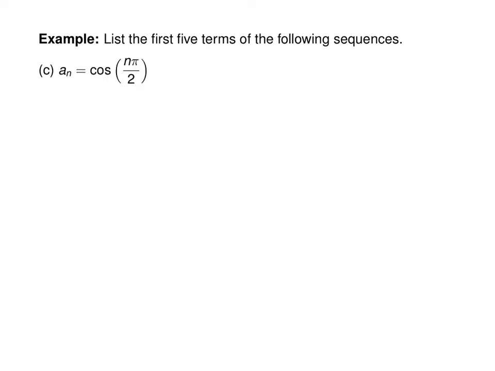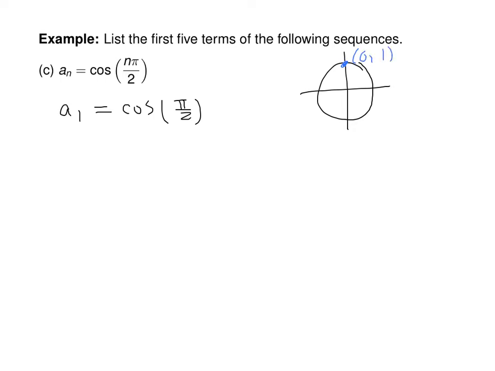A sub n is cosine n pi over 2. So A sub 1 will be cosine of pi over 2. So look at your unit circle, look at pi halves, which is up here. The coordinates are 0, 1. Cosine is the x-coordinate, so this term is equal to 0. A sub 2 will be cosine of 2 pi over 2, which is cosine of pi. That's over here, and cosine is -1.